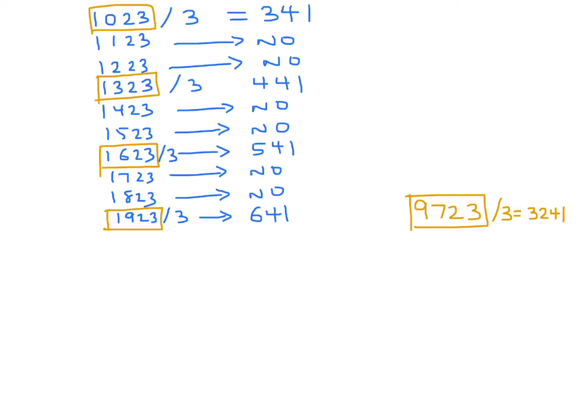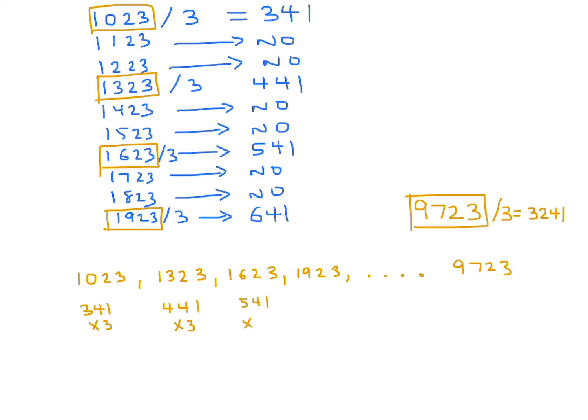Now we have to count how many of those there are. Well, we got 1023, 1323, 1623, 1923, all the way up to the last one, 9723. So how many of these? Well, it's not as difficult as you think, because 1023 was just 341 times 3, correct? 1323 was 441 times 3. 1623 was 541 times 3. I hope you're seeing a pattern here. 1923 was 641 times 3, and so on, all the way up to 3241 times 3.